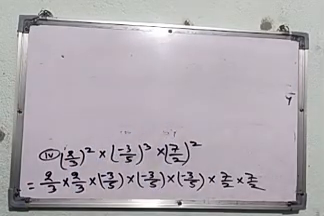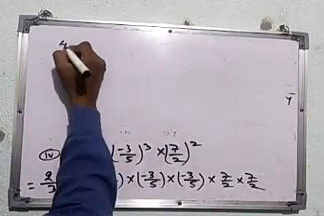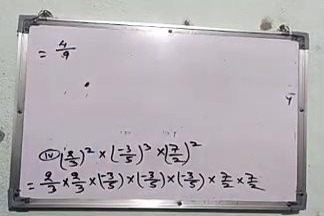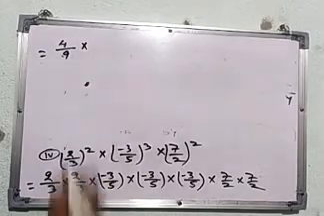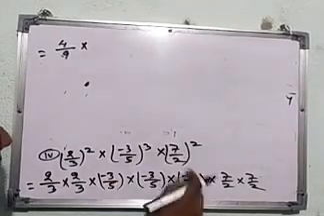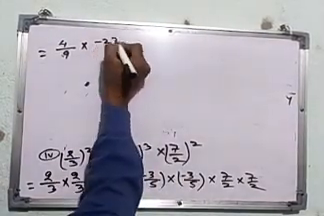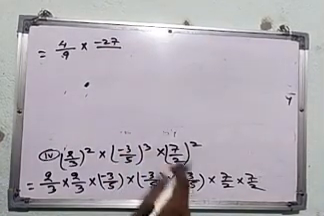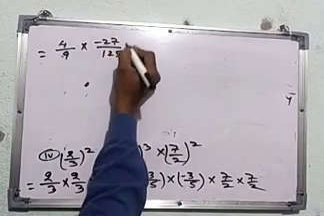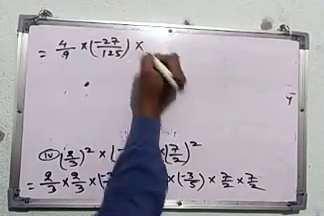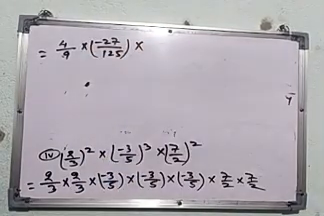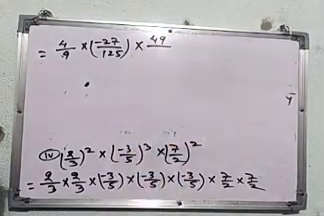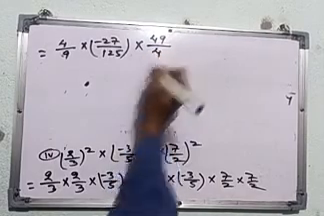If you multiply 2 twos are 4 and 3 threes are 9, so here you write 4 by 9 into 3 threes are 9, 9 threes are 27, so here you write minus 27 by 5 fives are 25, 25 fives are 125, again 7 sevens are 49 and 2 twos are 4.